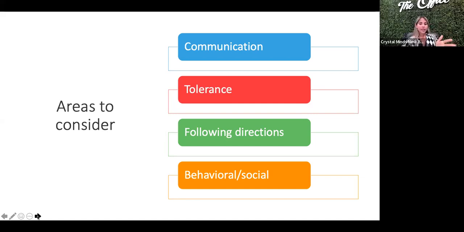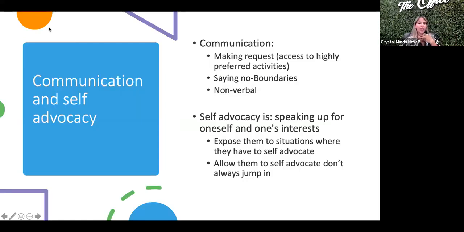So let's look at these different areas. I put here communication and self-advocacy, right? So when it comes to communication, I know you touched on these. So making requests. These are different things that are important in order to enhance an individual's quality of life. It's important for individuals to be able to make requests because that's going to allow them to access highly preferred activities, activities that they enjoy.